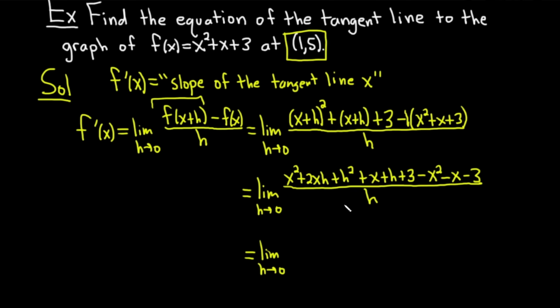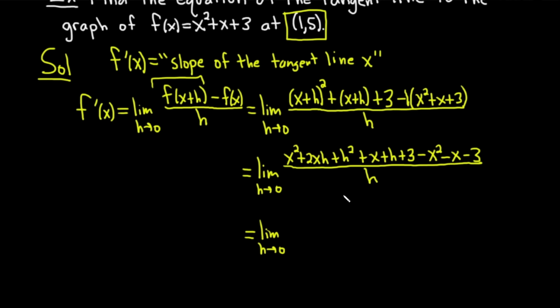And at this point, in these type of problems, if it doesn't have an h, it's going to go away. So that's always going to happen whenever you have a quadratic function and you're finding the derivative using this formula. When you get to this step, everything without an h should cancel. So for example, x squared doesn't have an h. Does it go away? Yep, it does.